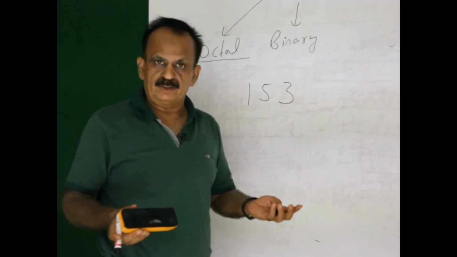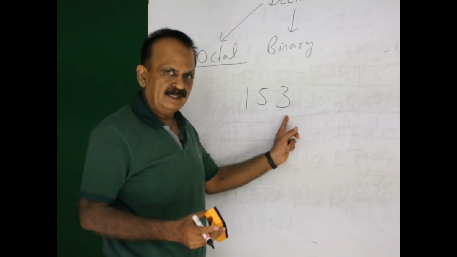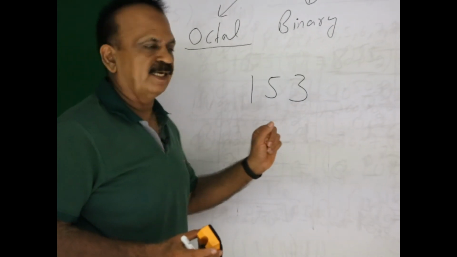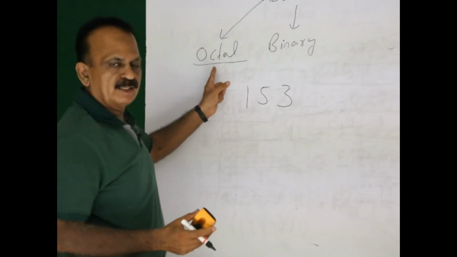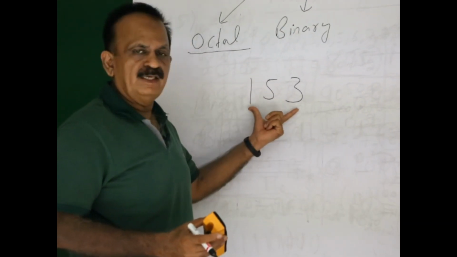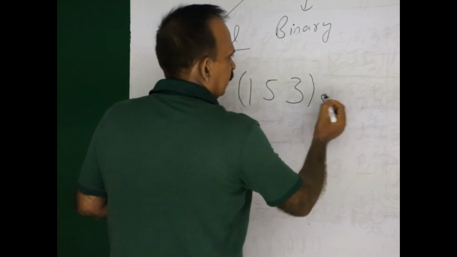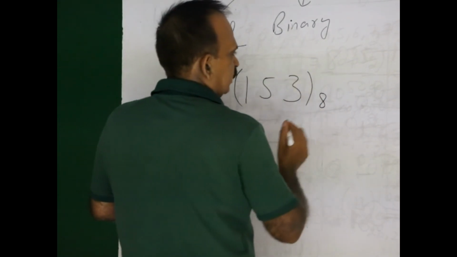Why did I say it is an octal number? It can be an octal number because all the digits here are less than 8, since the basic digits in the octal number system are 0 to 7 only. So, 153 is an octal number given to me.